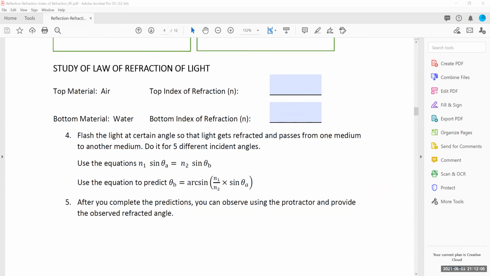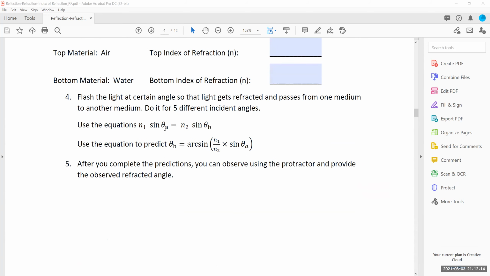Again, we're going to stick with the air and the water to begin with. And the indices of refraction are 1 and 1.333, repeating. And we're going to use Snell's law to find the angle of refraction. Now, you have to be very careful with this part. If you're using a calculator, make sure the calculator is using the proper units, okay?